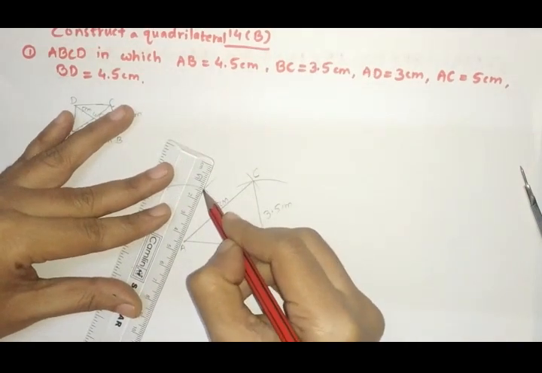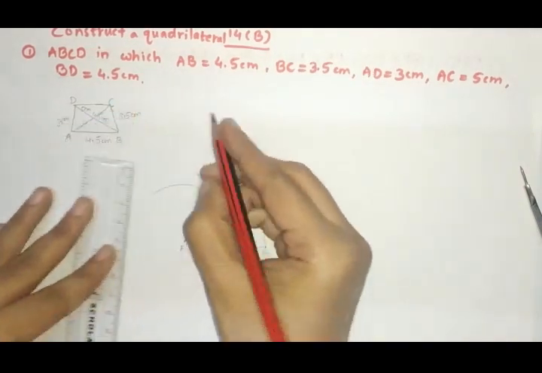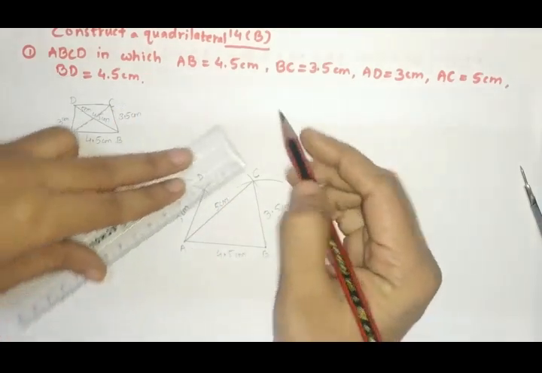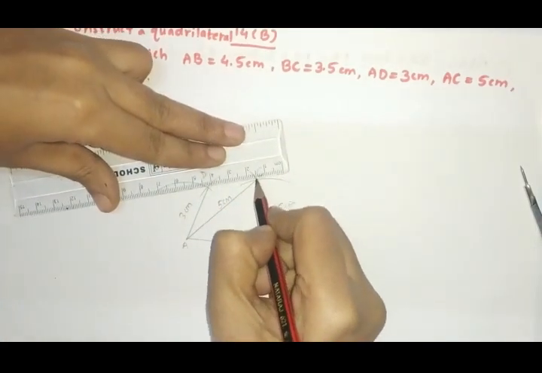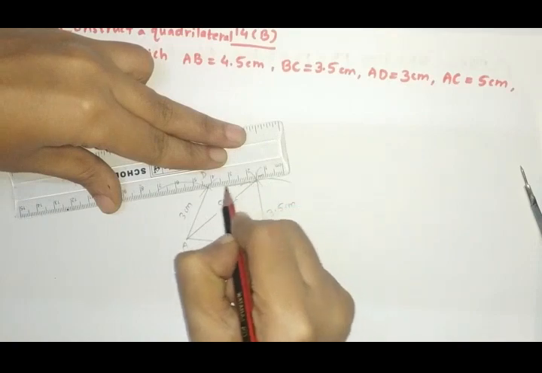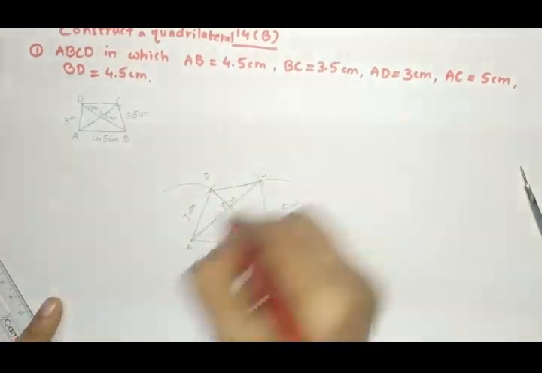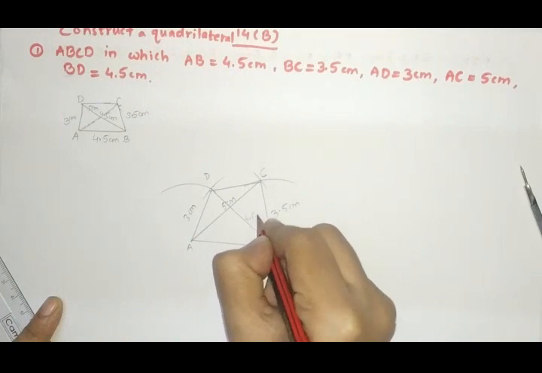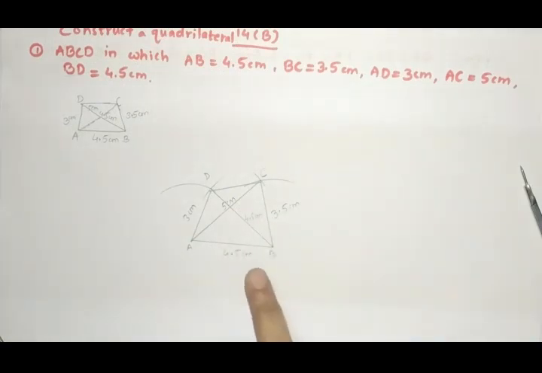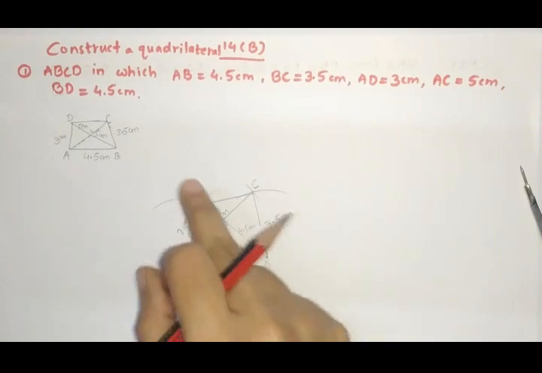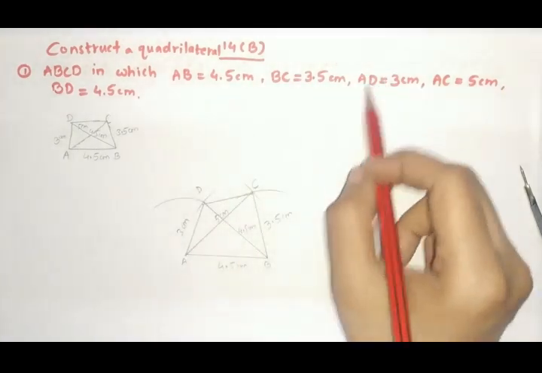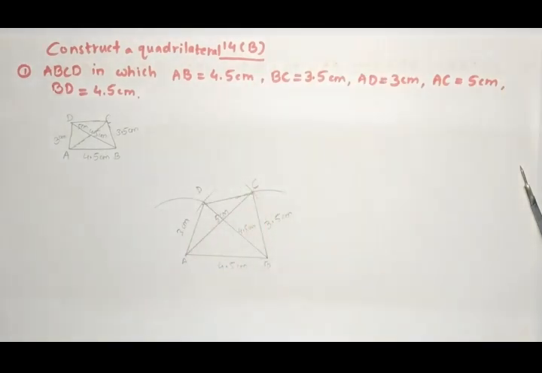Join A to D, which is 3 centimeter, and then this D to C. This also you need to join. This is another diagonal, 4.5 centimeter. So this is the quadrilateral you have constructed with 2 diagonals and 3 sides, ABCD.